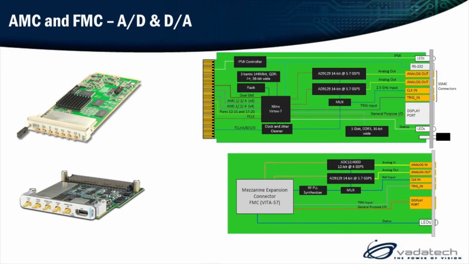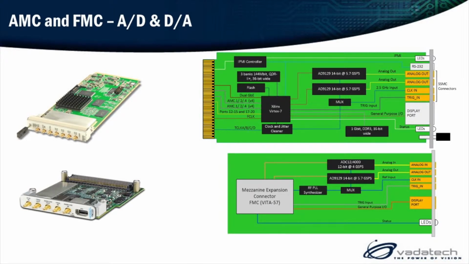So for some of the digitizers that are coming out, we'll look at putting them on an FMC module versus an AMC module. And with the kind of performance that you get now, you could really pack a lot of punch in a very small space.